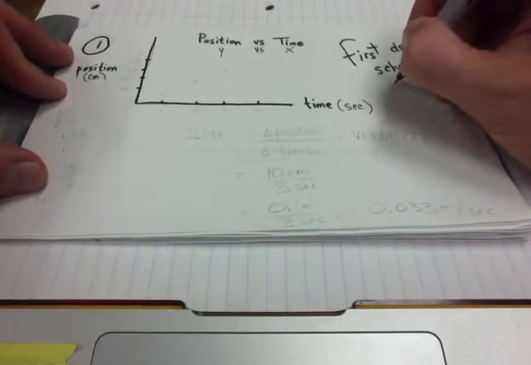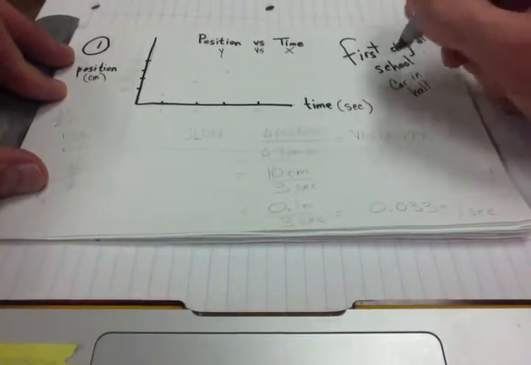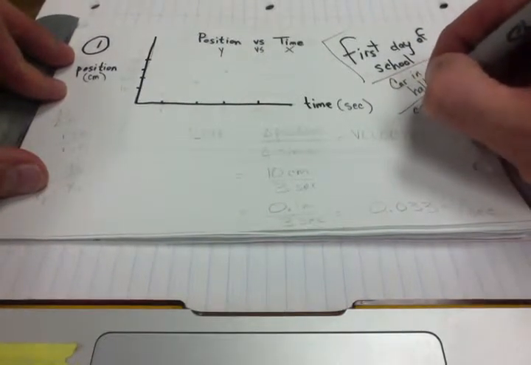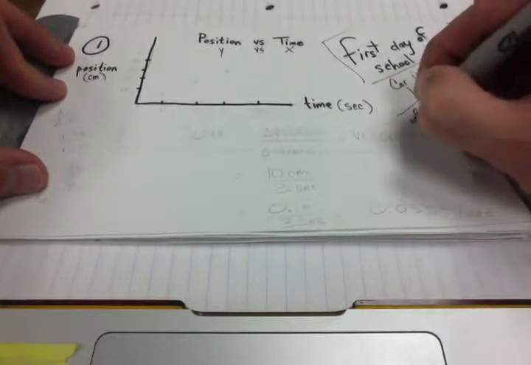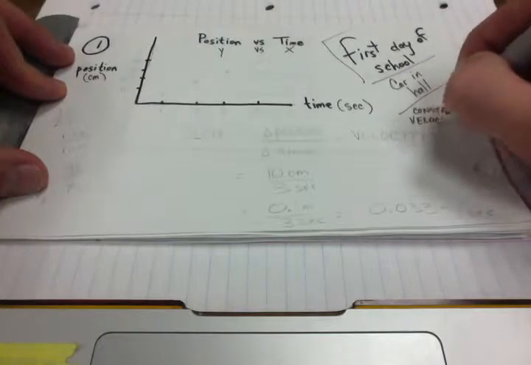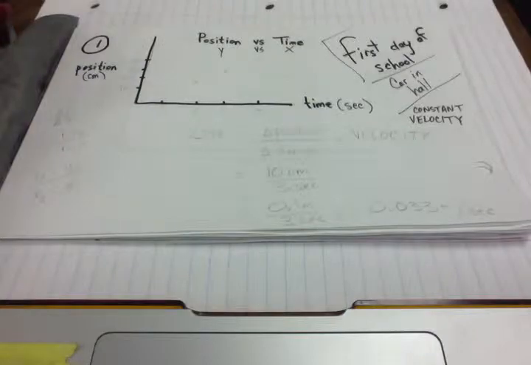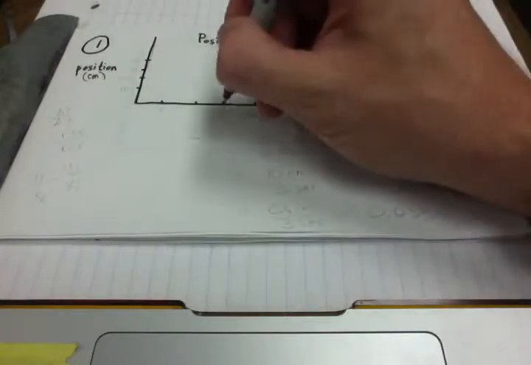And really what this data set is similar to is our car in the hall. This is our first day of school. I don't know if you remember the title of that lab, our first day of school, was constant velocity. So this motion graph, this position versus time graph, should match similar results of what we got in school that first day. We were taking every 3 seconds and marking where it was.